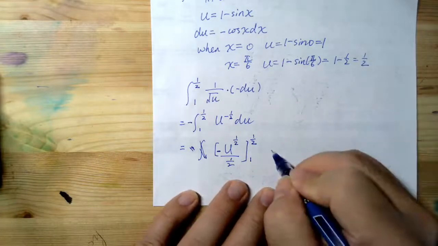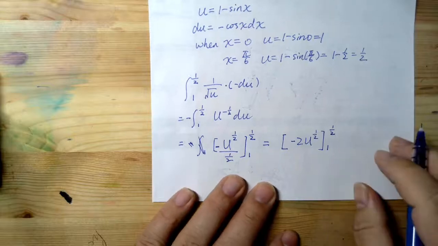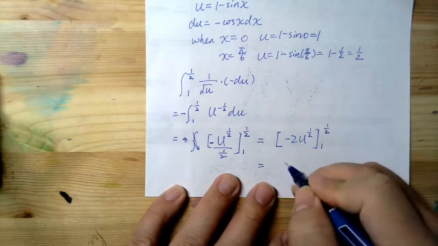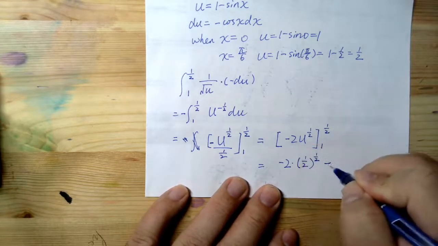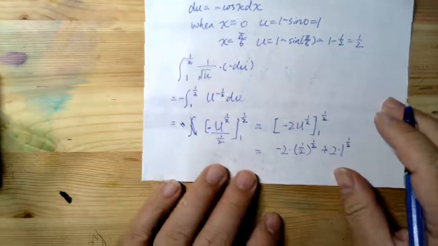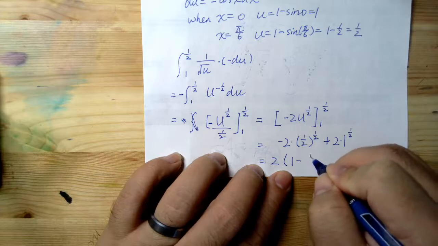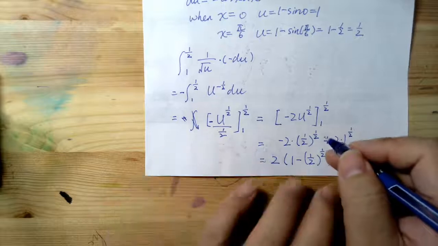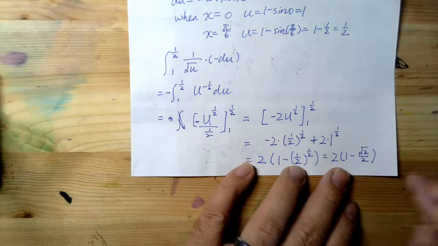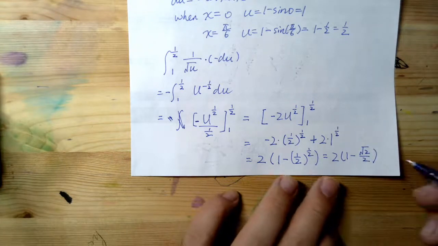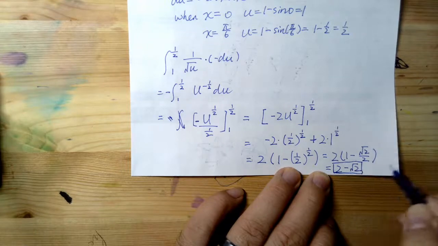So we can reorganize this part, which is negative 2u to the power half, from 1 to half. So it's negative 2 times 1 over 2 to the power 1 over 2, and then minus becomes plus 2 times 1 to the power half. So it turns out this is what we have: 2 times 1 minus half to the power half. This is going to be 1 minus the square root of 2 over 2 here. You can work on that by yourself. It turns out we have 2 minus the square root of 2 if you distribute. So that completes the problem.